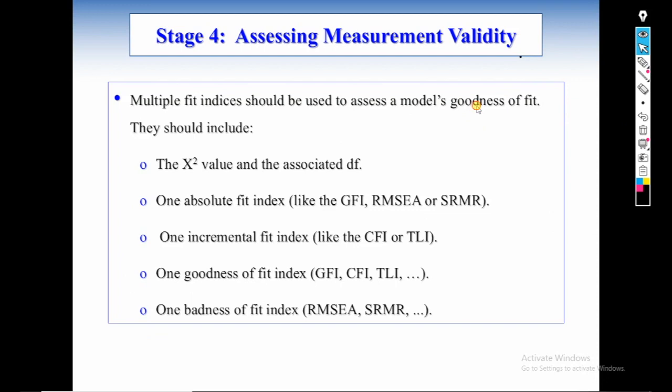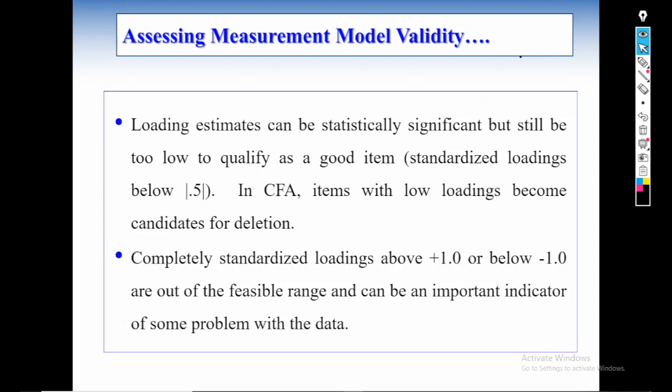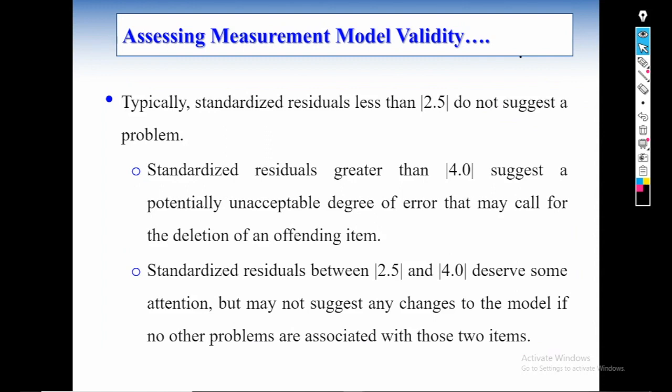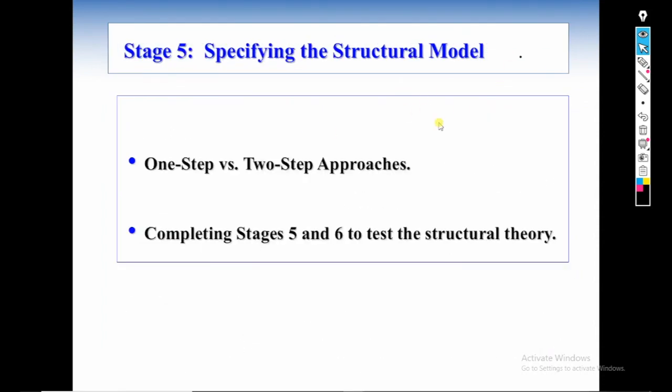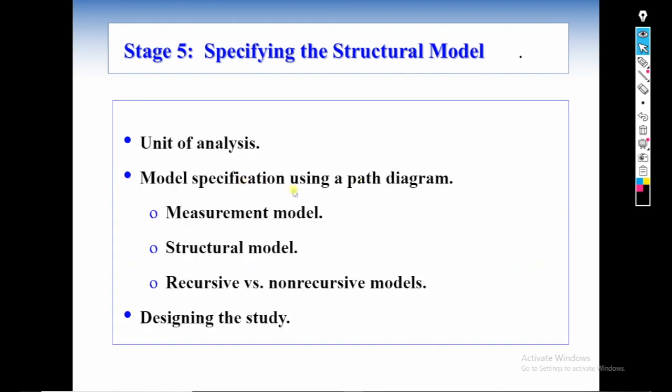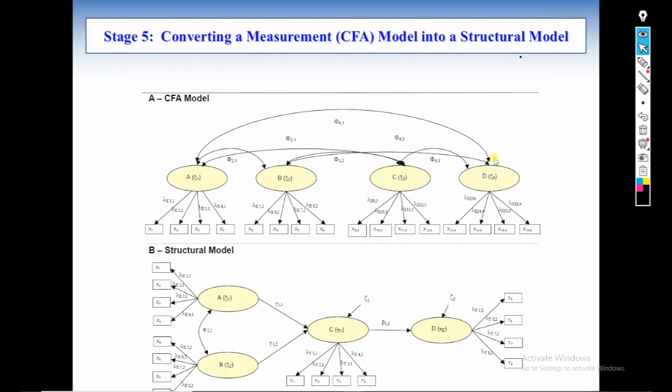Then if my model is valid, if the results are supported, then I will specify the structural model. So in the second approach we specify the model and then find the structural model. There are two things here: the measurement model we have identified, then the structural model we will specify, and then recursive and non-recursive. Generally our model is recursive, we cannot perform a non-recursive model in AMOS. So this is the CFA model.